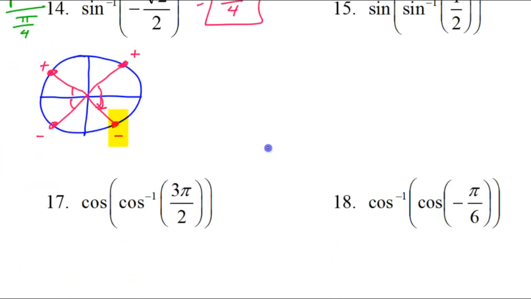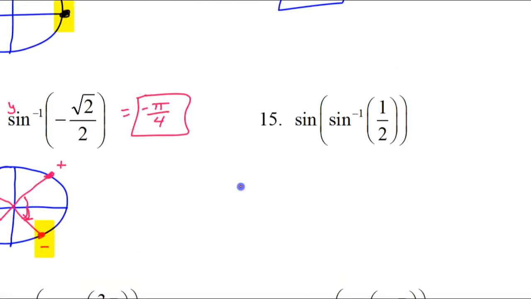Okay, now the remaining problems involve a function inside of a function. So we're just going to do this in 2 steps. We'll do the inner part and then we'll evaluate the outer part. So looking at the inverse sine of 1/2. Inverse sine is an angle. It's the angle whose sine is 1/2. So what angle has a sine of 1/2? Well, that's pi over 6. So this is pi over 6.